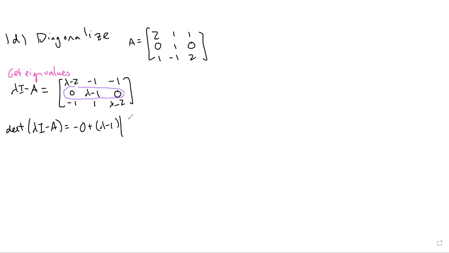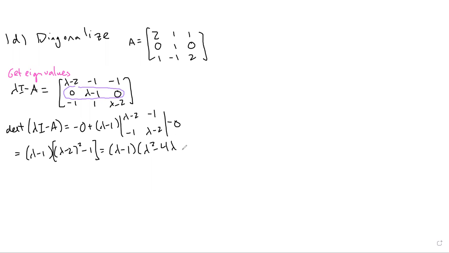lambda minus 1 times the 2x2. And then minus 0. So I get lambda minus 1 times lambda minus 2 squared minus 1, which is lambda minus 1 times lambda squared minus 4 lambda plus 3, which is lambda minus 1 and lambda minus 1 times lambda minus 3.